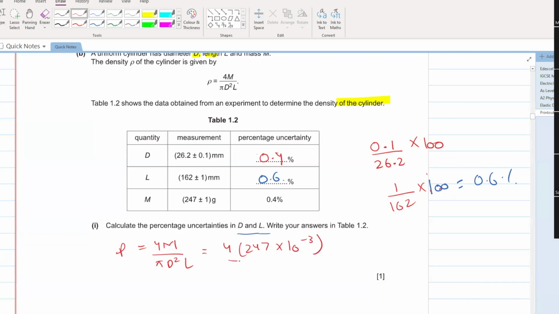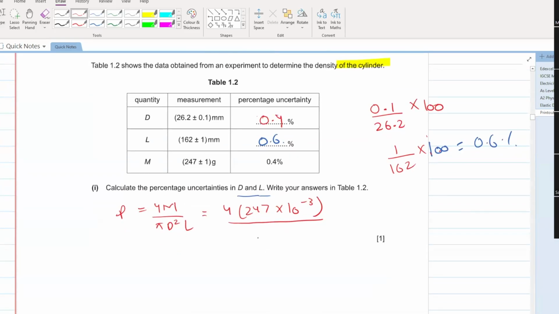Why did I do that? To convert grams into kilograms. Now, pi into d square. What is d square? D की value is given as 26.2, but this is in millimeter. What will we do here? 26.2 into 10 raised to the power of negative 3, whole square.